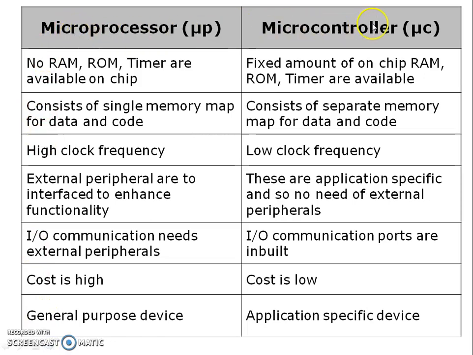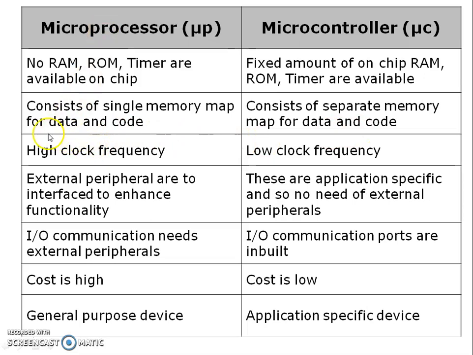Now the differences between microprocessor and controller. First difference: no RAM, ROM or timers are available on chip in a microprocessor, but in a microcontroller a fixed amount of on-chip RAM, ROM, and timer is available. Second difference: a microprocessor has a single memory map for data and code, that means program and data are stored in the same memory, but a microcontroller has separate memory maps for data and code, that means program and data are stored in different memory locations.